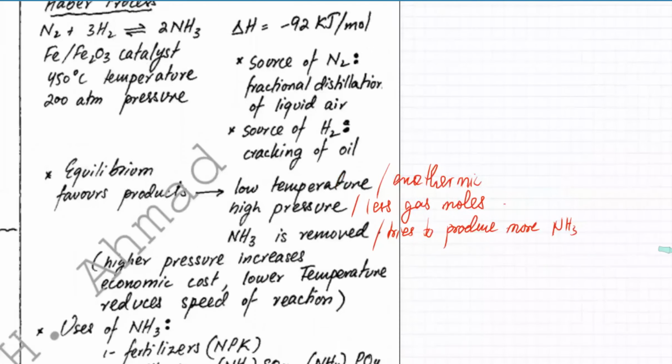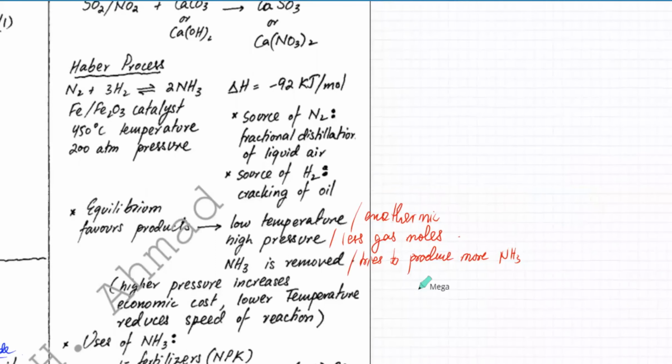Another thing about this reaction is that it has a very low yield, extremely low yield. That means there's a lot of backward reaction happening. Not a lot of ammonia is produced. If you try to produce more ammonia, there's a lot of backward reaction, so at the end of the day, a very small amount of ammonia is produced. So unreacted reactants are constantly recycled.